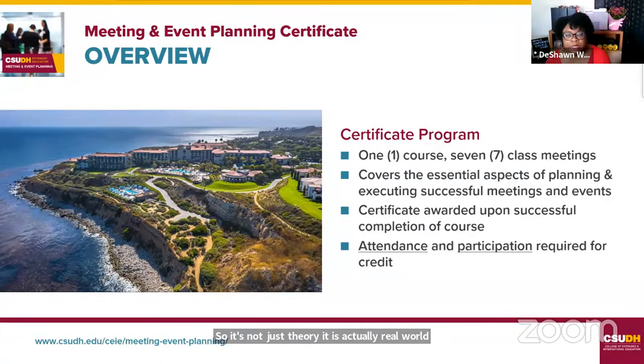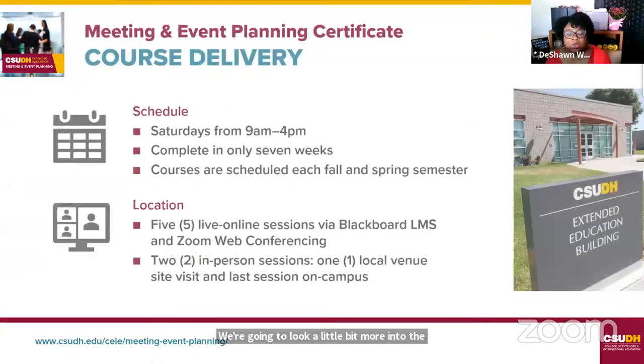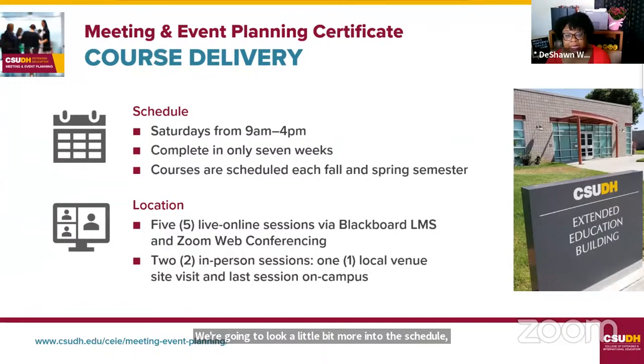We're going to look a little bit more into the schedule. The classes take place on Saturdays from 9 a.m. to 4 p.m., with time to take a lunch in between. You will complete the program in 7 weeks. There are 2 opportunities a year to take the course, in the fall and the spring. We are going to have 5 virtual sessions, which will be via Zoom, and 2 sessions that will take place in person, and I'll go into more detail about those a little bit later.